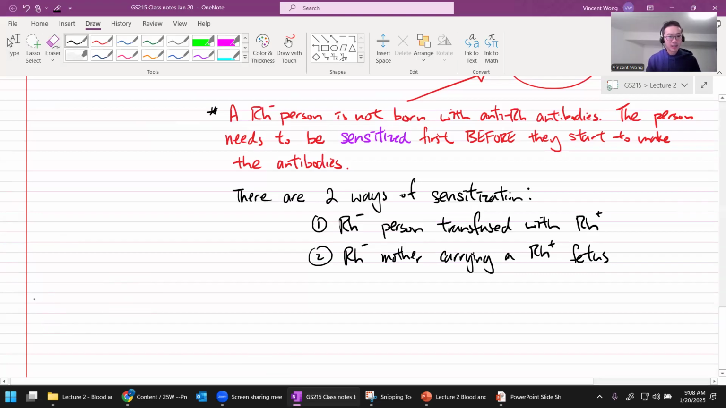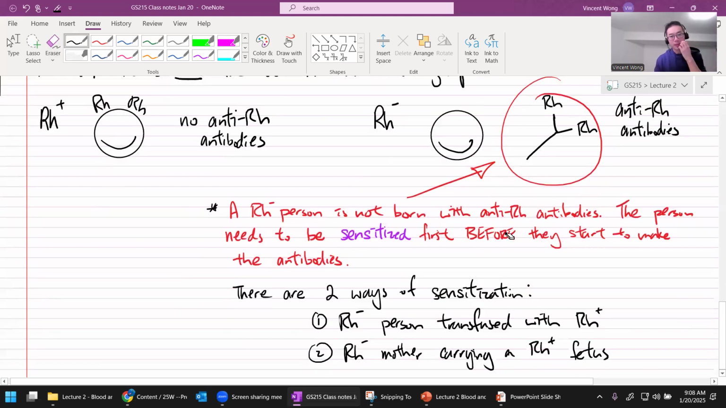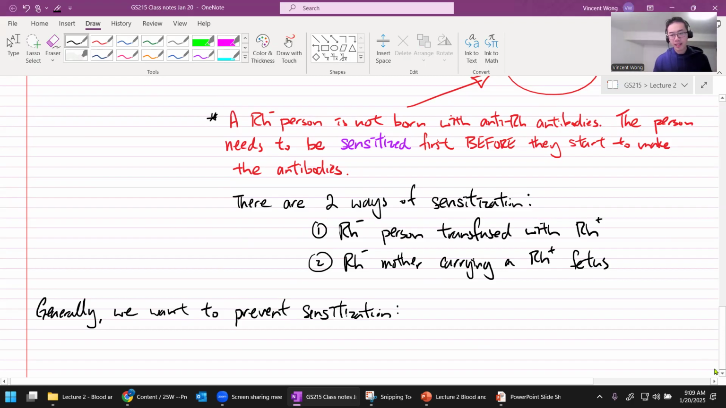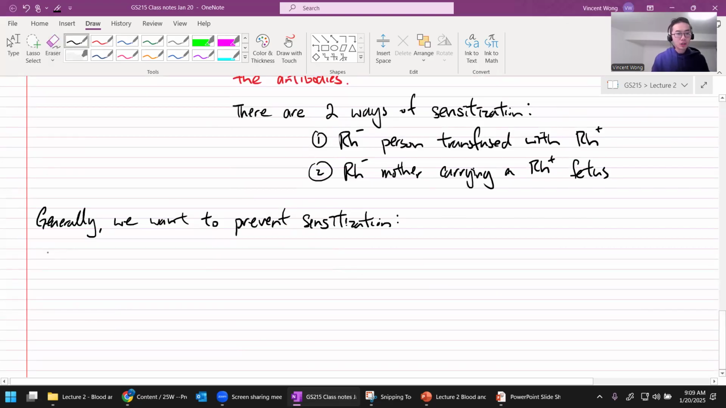Okay. Let's talk about, we're trying to talk about blood transfusion, right? So generally speaking, we want to prevent sensitization. We want to prevent sensitization. Right? So Rh negative people can donate to other negative or other positive.